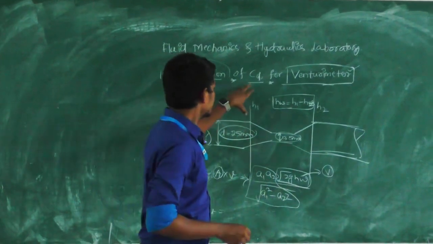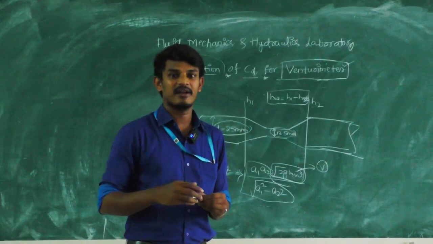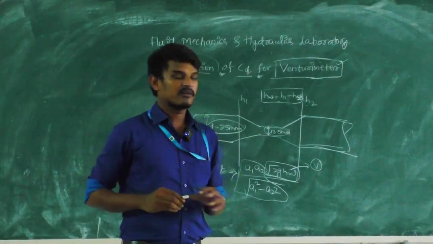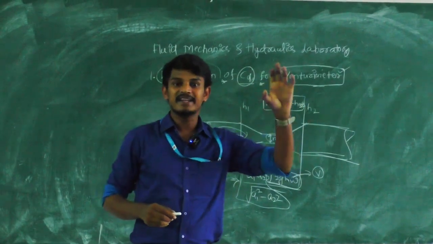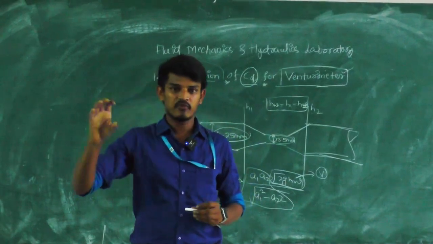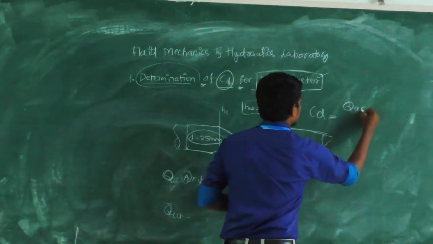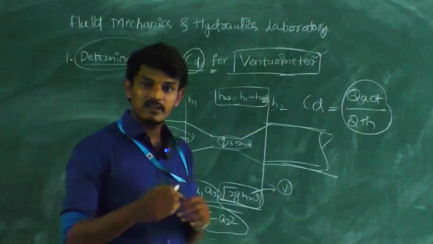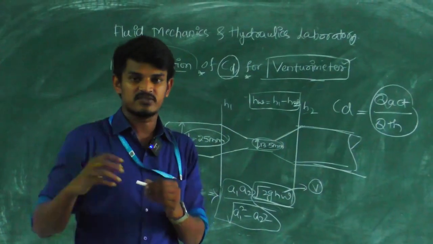Coefficient of discharge indicates the efficiency of that particular pipe. You can say that it measures along with the losses. If you find out the CD values, we can estimate the amount of losses that is happening in the particular flow. CD is calculated as Q actual to Q theoretical. It is the ratio between actual discharge to the theoretical discharge.